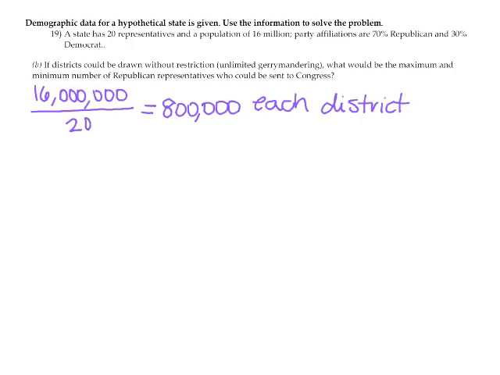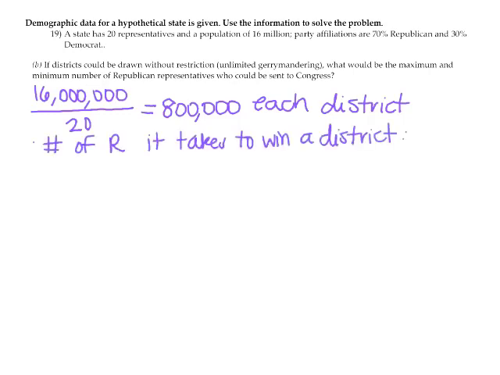Now we're going to have multiple parts, but first we need to solve for the number of Republicans it takes to win a district. So we need to find the majority. In order to do that, we take the 800,000 people in the district and divide that by 2, so we get 50% of the individuals, but in order to win the district, it needs to have the majority, so we add 1. So we get 400,001. Republicans need 400,001 to win a district.